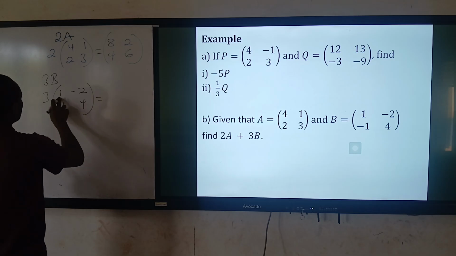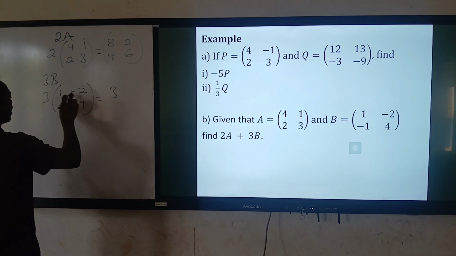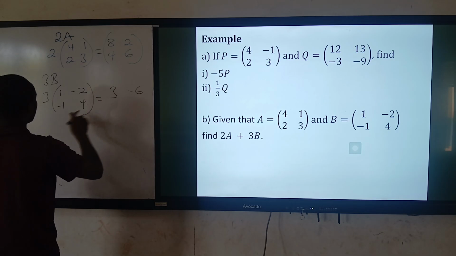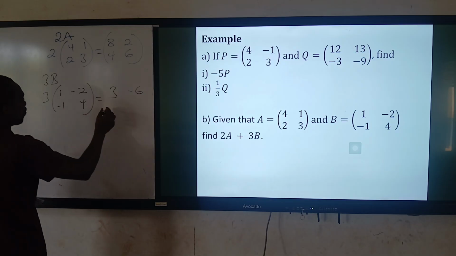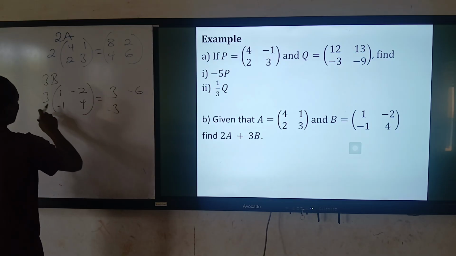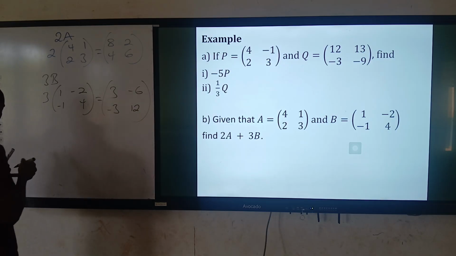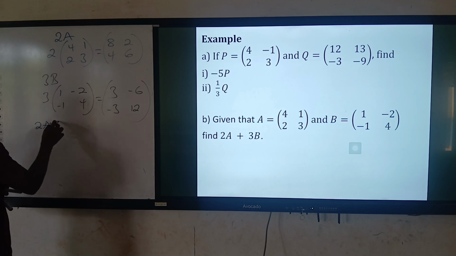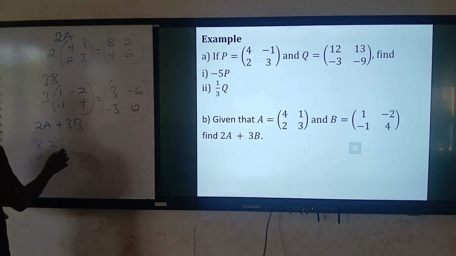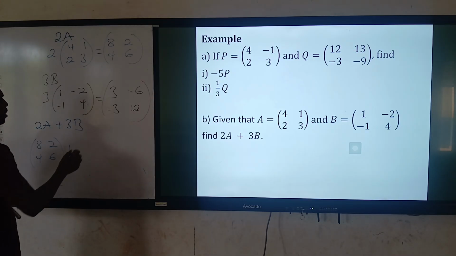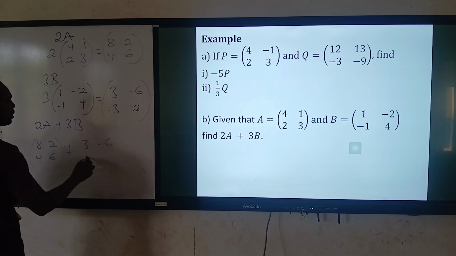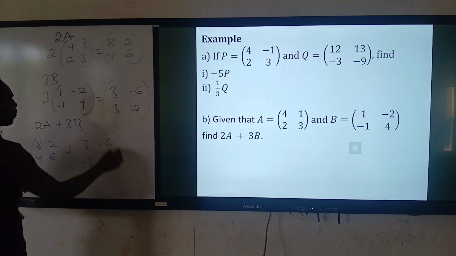So this one gives us 3. Multiply 3 and negative 2 gives us negative 6. Multiply 3 and negative 1 gives us negative 3, and this one will give us 12. So we are going to put them together. So 2A plus 3B. 2A is 8, 2, 4, 6, and then 3B is 3, negative 6, negative 3, and 12.